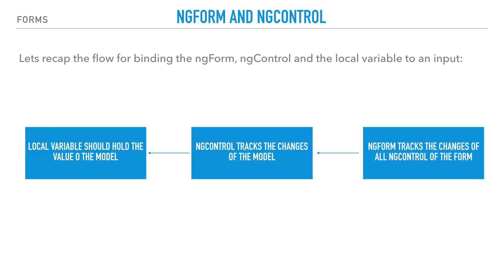Okay, so to recap this, the logic is like this. We have a local variable in our input, and it should hold the value of the model. Then we have an ngControl that tracks the changes of this model. And we have an ngForm that tracks the changes of all ngControls of the form. So this is the logic that we can use to check the validity of our forms in Angular 2.